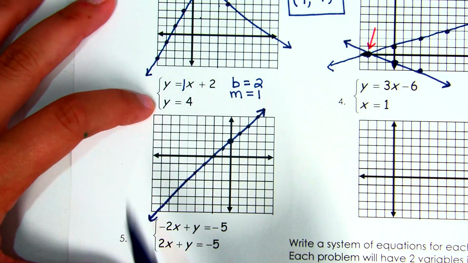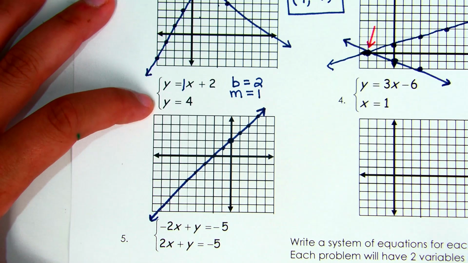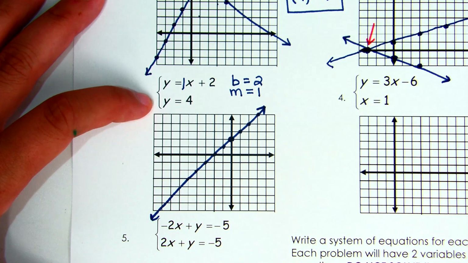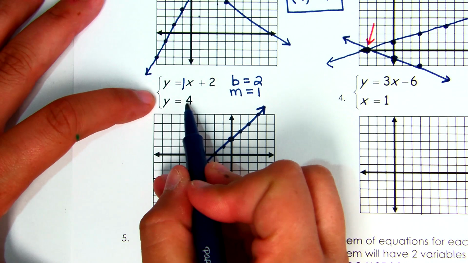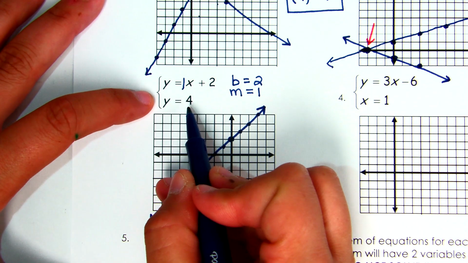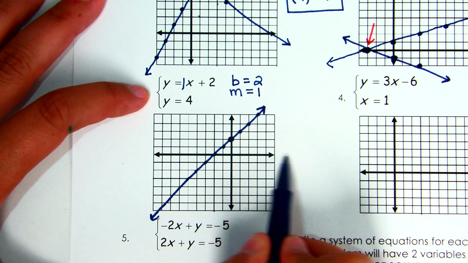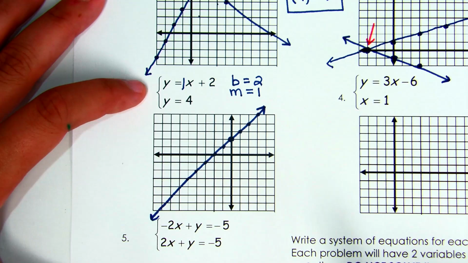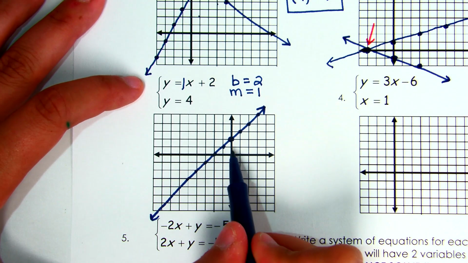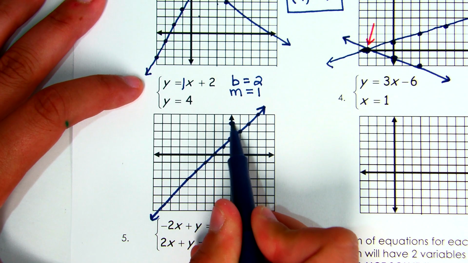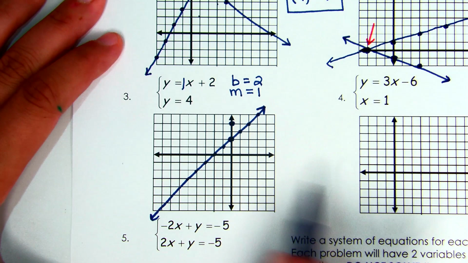For my second line, it's y equals 4. We talked in class today about what a y equals line looks like. Y equals 4 means that no matter what x equals, left and right on your x-axis, your y value is always 4. So it is a horizontal line through 4 on the y-axis.